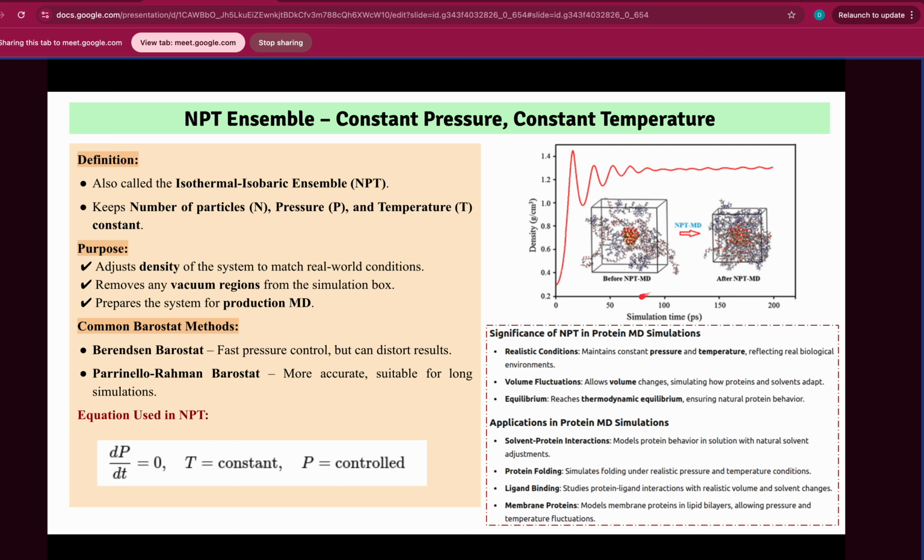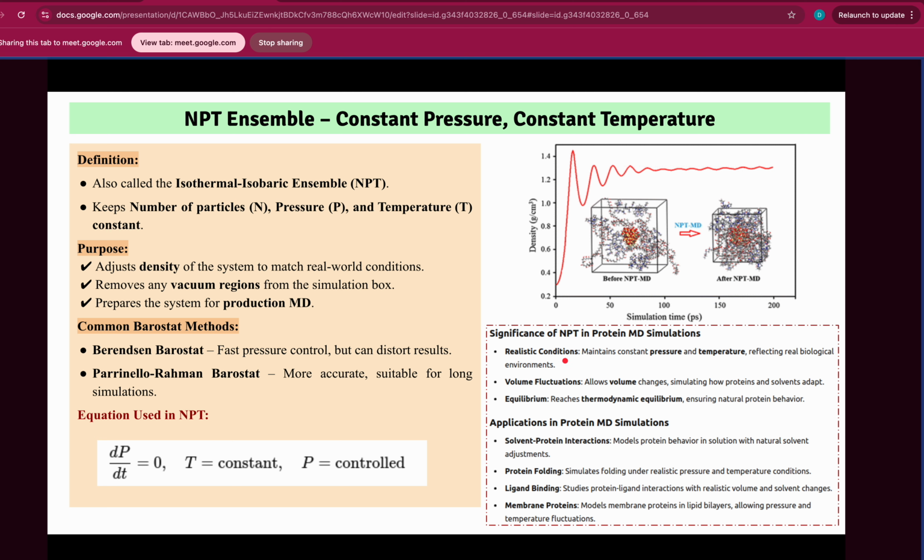This shows that when we have performed NPT, the units are getting close to each other. So volume is decreasing and density is increasing. Earlier the units were far apart, but in this case the vacuum is filled. Now the vacuum is filled with solvent molecules. This is what takes place in NPT.